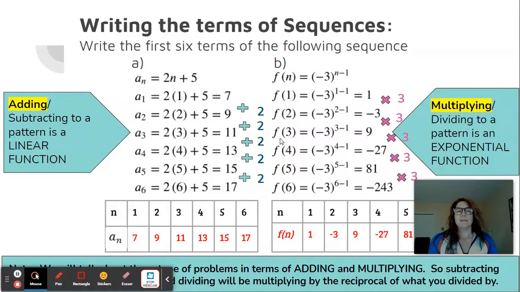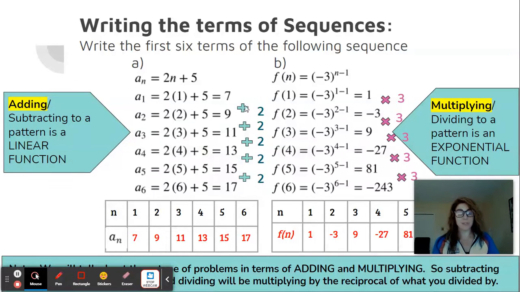All right. And these purple and blue 2s and 3s are to just show you the pattern that's happening, right? Each of my final terms is increasing by 2, right? 7 to 9 is 2. 9 to 11 is 2. 11 to 13 is 2. That is a linear function.